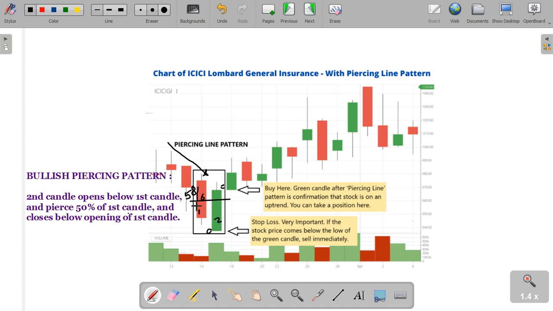Piercing means it is piercing the 50% of the previous candle. So candle 2 is piercing 50% of the candle number 1 and closing above it. Now what will happen is this actually will give a grand uptrend. Similarly, you have the bearish pattern also.